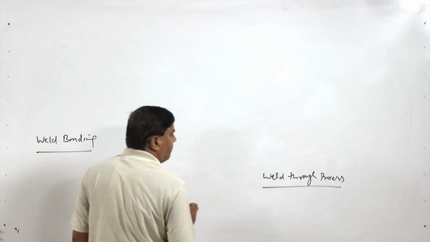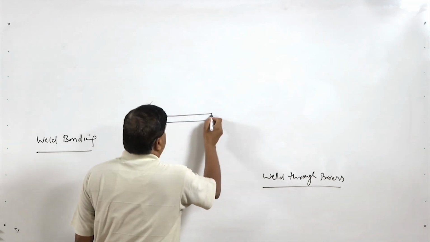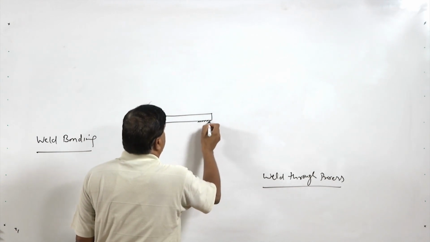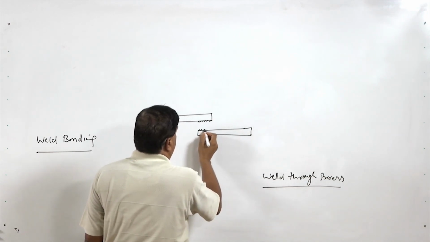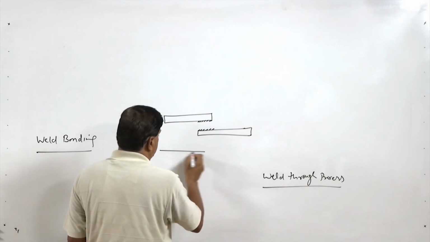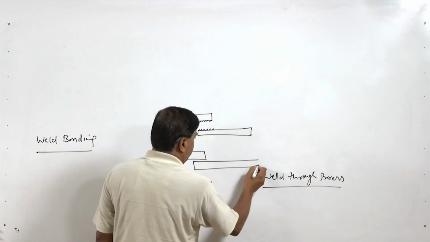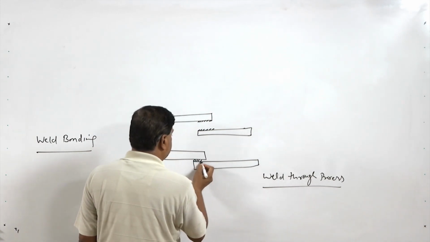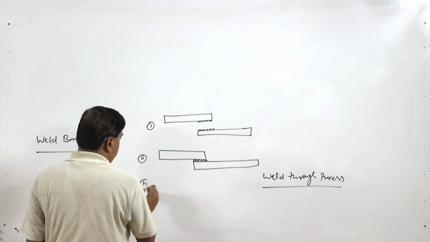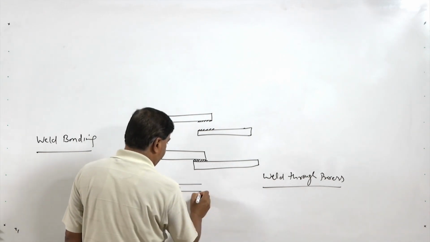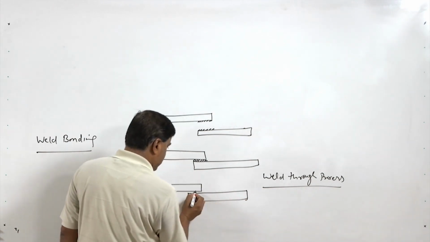While in the case of the weld-through process, the adhesive is applied at the faying surfaces individually and then they are brought together like this. So here we have the plates in lap joint configuration with the adhesive. In the first step the adhesive is applied, then they are brought together. In the third step we develop the spot weld.